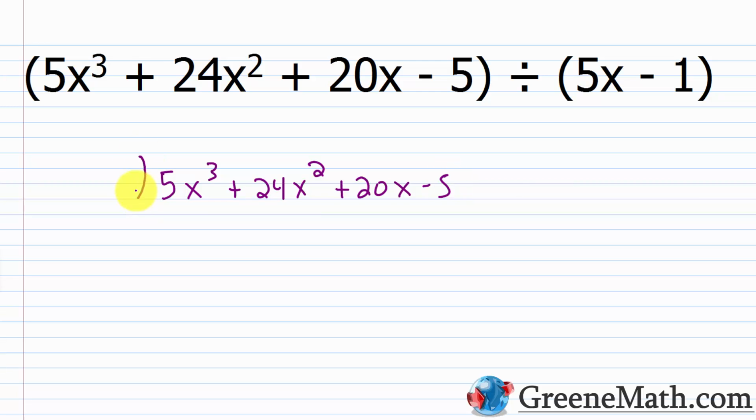So I'm going to put this underneath my long division symbol, and then out to the left of this, I'm going to put my divisor, so my 5x minus 1. Once I've done this, I'm pretty much ready to start.